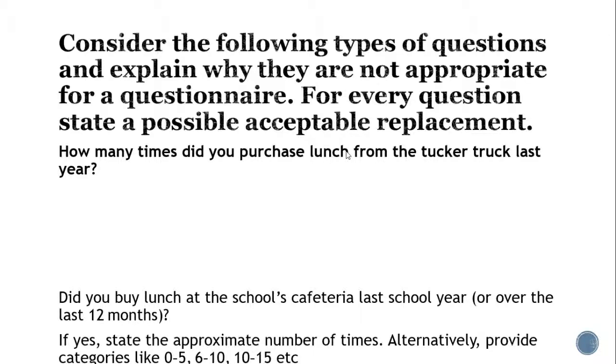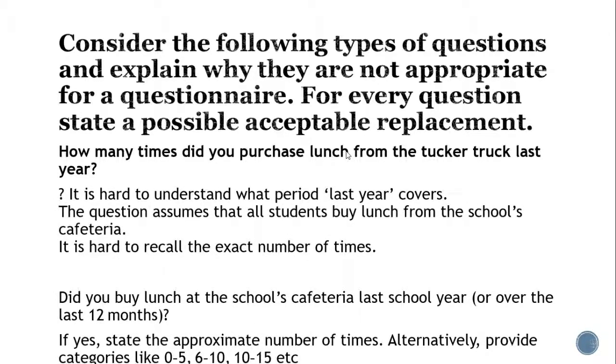How many times did you purchase lunch from the Tucker Truck last year? Okay, heck, I don't know. It's hard to understand what period last year covers. The question assumes that all students buy lunch from the school's cafeteria, and it's hard to recall the exact number of times. Rather say, did you buy lunch at the school's cafeteria last year or over the last 12 months? If yes, state the approximate number of times, or alternatively, provide categories like 0 to 5, or 6 to 10, or 10 to 15, because you probably won't remember exactly.